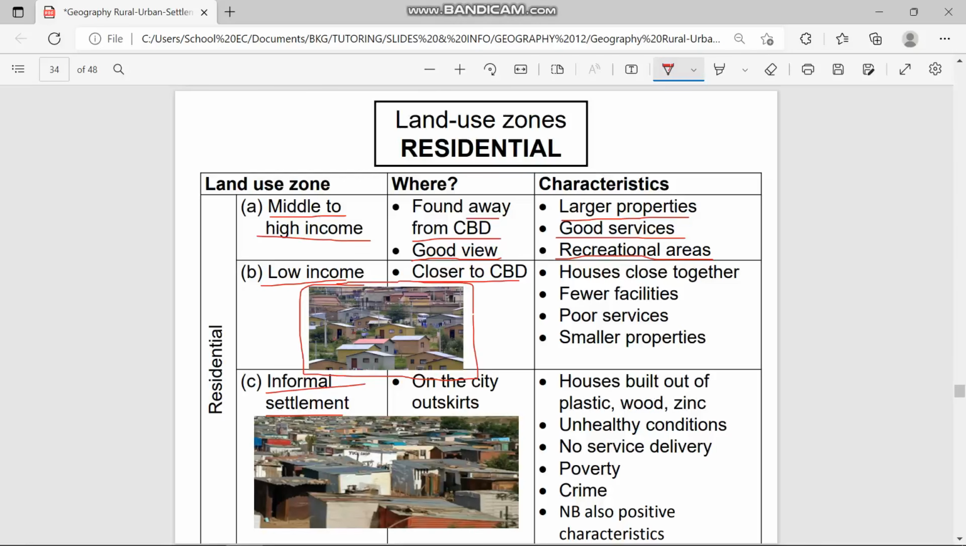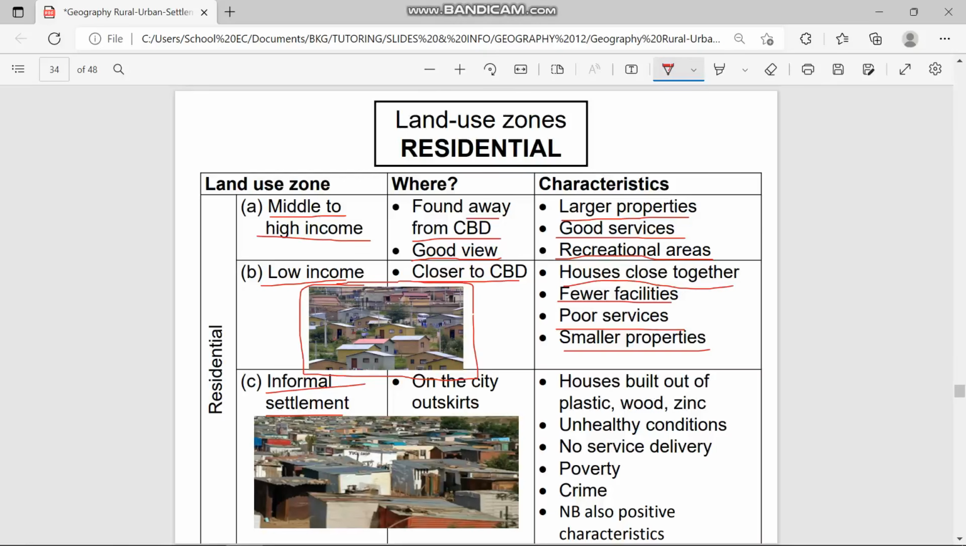Characteristics: houses are close together. As you can see, there are fewer facilities, a lack of basic needs, poor services, lack of infrastructure, poor roads, and poor transport. There are smaller properties. You can see the houses are small, but middle to high income people have big apartments, large properties and so on.